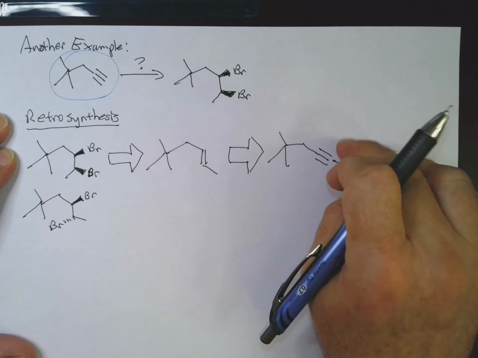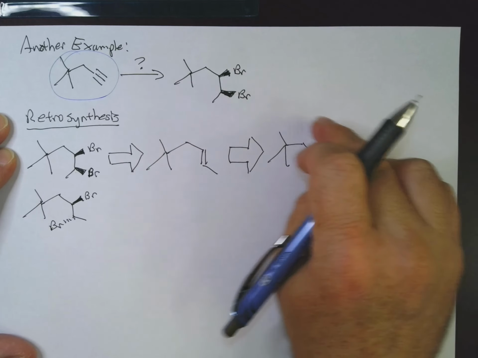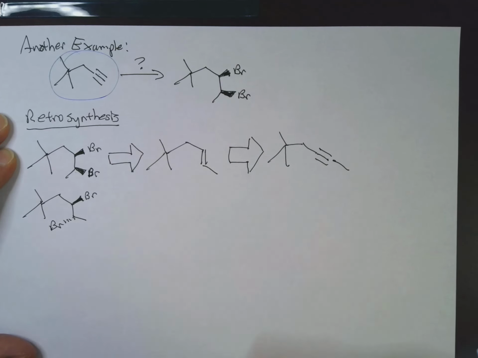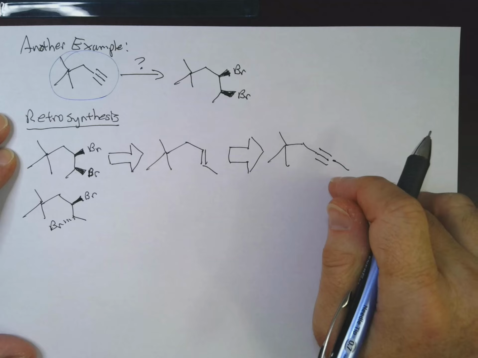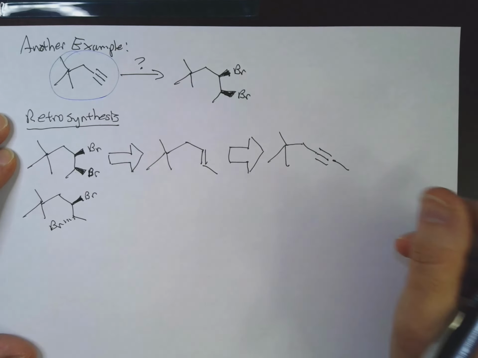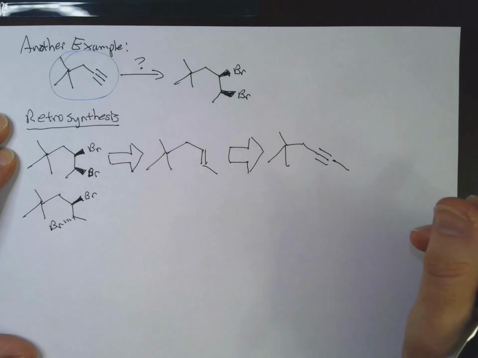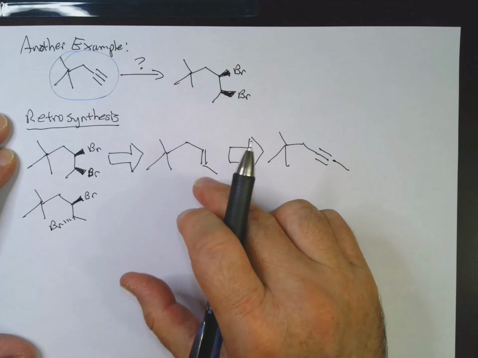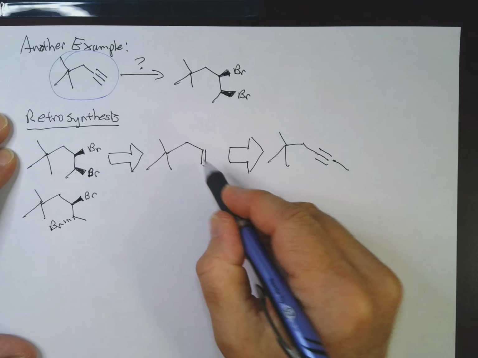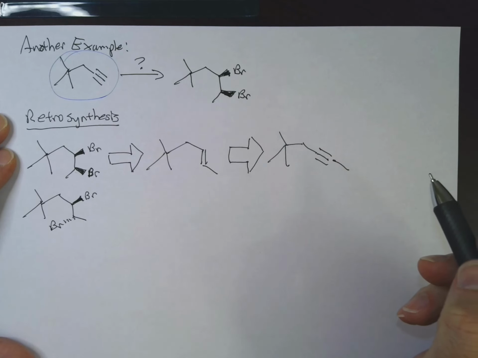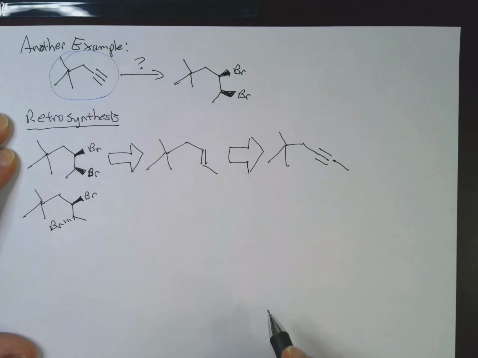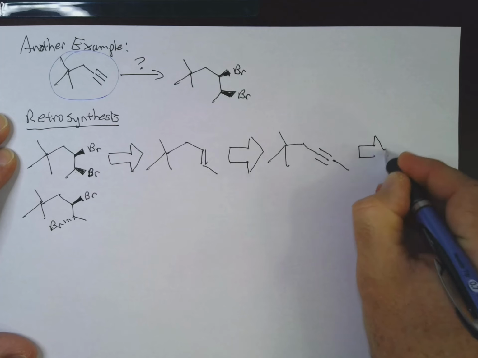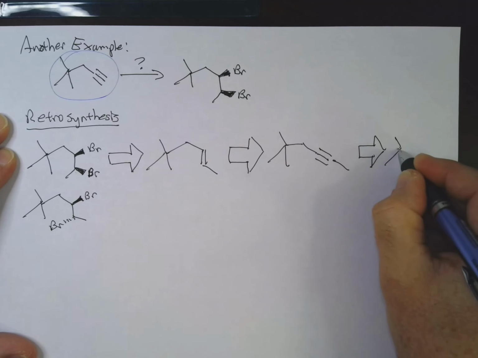I can use sodium in liquid ammonia to do the metal reduction there, the dissolved metal reduction, and get my trans alkene. And you know, I'm leaning towards this instead of some kind of elimination because it ensures that I've got the right stereochemistry. So again, I'm thinking of my stereochemistry here. Now I know this guy could actually come from my starting material.